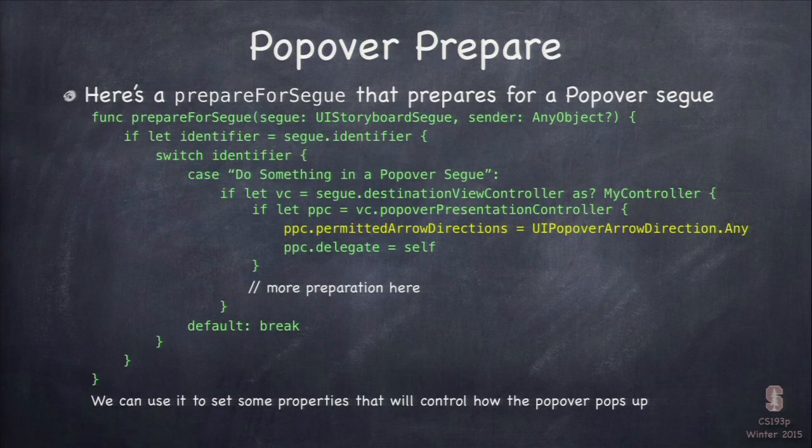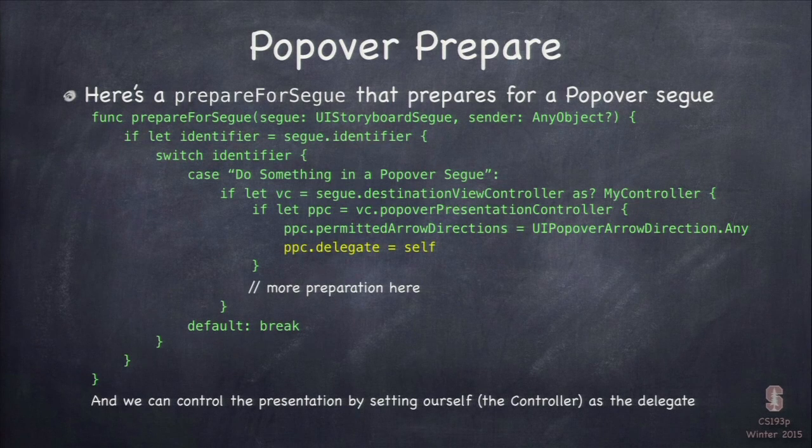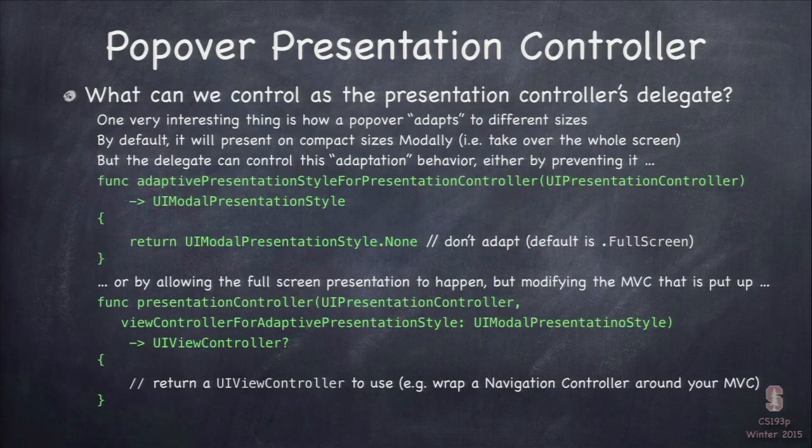So when you set yourself as the delegate, what is it going to offer to let you do? Well, it's a number of things, but I'm going to talk about this adaptation behavior. Here are two methods in the protocol for the delegate. One is called adaptivePresentationStyle for presentation controller. When the popover is trying to present, it's going to ask you, how do you want me to adapt if I'm on an iPhone?